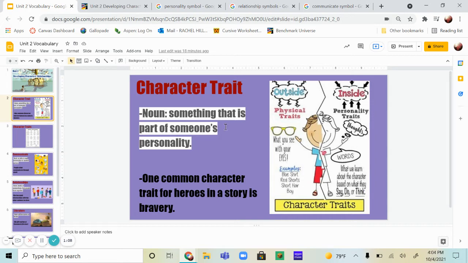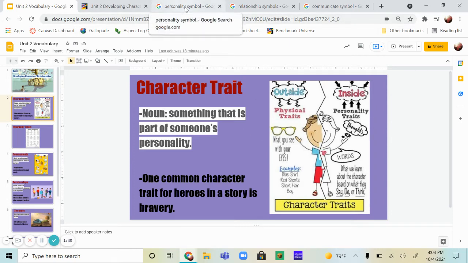So remember, character traits are things like honesty, bravery, sneakiness. That could be a character trait. So my sentence down here is one common character trait for heroes in a story is bravery. So what you're going to do is pause and add this word to your vocabulary notebook. And then right next to it, you're going to draw a little symbol, and then you're going to use it in a sentence.